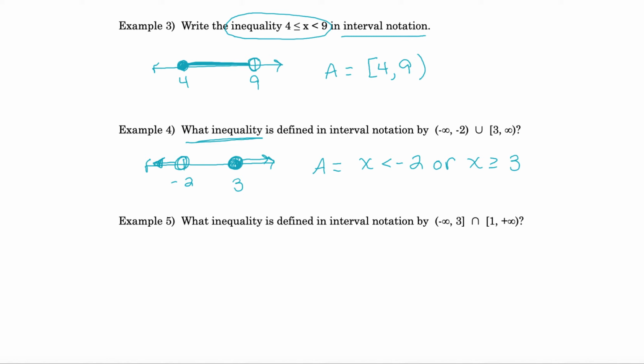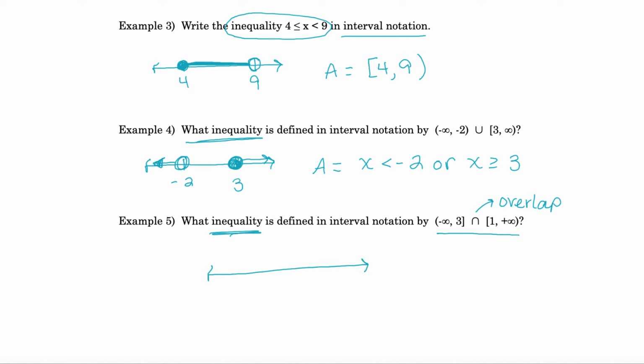And our final example, we also want to write it as an inequality when I'm given the interval notation. From negative infinity to 3 included the intersection of 1 to positive infinity. So I'm looking for the intersection. Where do they overlap? So let's draw a picture. Again, I think drawing pictures is helpful to see what's going on here.